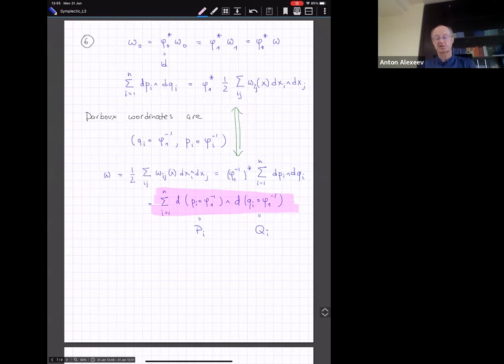From that perspective, and also in the next exercise in the problem set, you will have some upgrade of the Darboux theorem to some kind of manifolds called Lagrangian submanifolds.